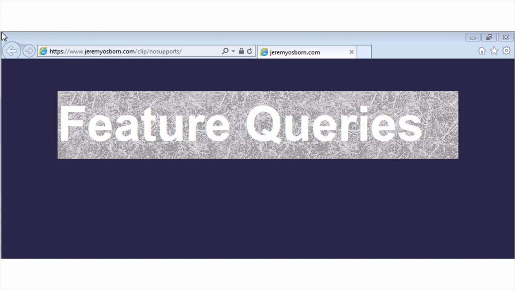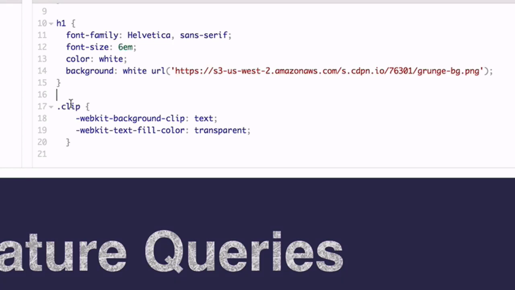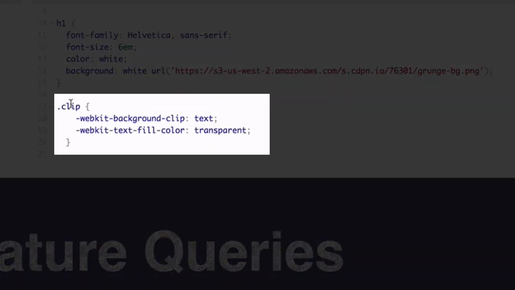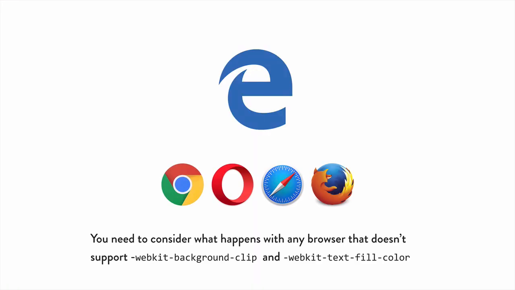So here's this page in IE9, and I think you'll agree this is not a good look. The fallback appearance here is pretty bad, in fact, almost unreadable. Back in our code, we can see why. IE9 is fine with all the styles inside the h1, but when it hits the clip class selector, it freaks out and simply ignores it. So just to be clear, older versions of Chrome, Firefox, Safari will all have similar problems, not just IE.